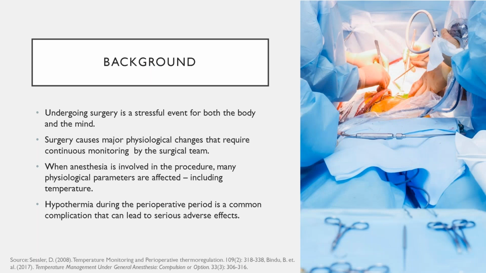So as is pretty straightforward, surgery in general is going to be pretty stressful on the body. And so this is going to bring about all sorts of major physiological changes that tend to come about during surgery. There are lots of physiological parameters that are going to get affected by anesthesia, but one of those is going to be temperature. And hypothermia during the perioperative period is a common complication leading to some fairly important adverse effects.